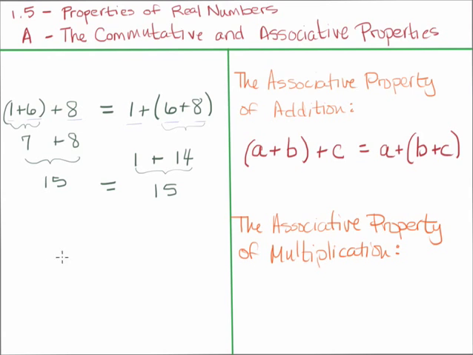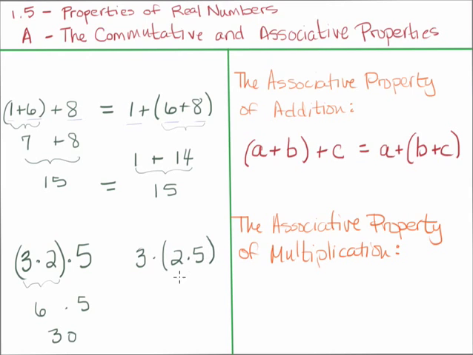The associative property works with multiplication too. If I took 3 times 2 and multiplied that by 5, I would get 6 times 5, which is 30. On the other hand, if I took 3 times 2 times 5, I would have to multiply the 2 times 5 first. That's 10. 10 times 3 is still 30. 30 equals 30, so these two are also equal.